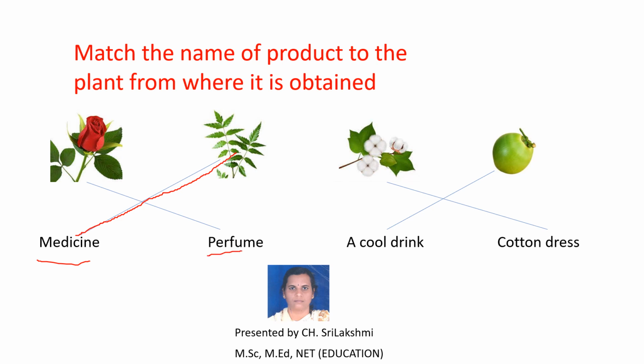Now second one is perfume. Rose is used for making perfume. So match to the rose given here. Next, a cool drink. Coconut is a natural cool drink and it is good for health. So match this cool drink to the coconut. Next is cotton dress. Cotton dress we get from cotton plant. So just match to this cotton.